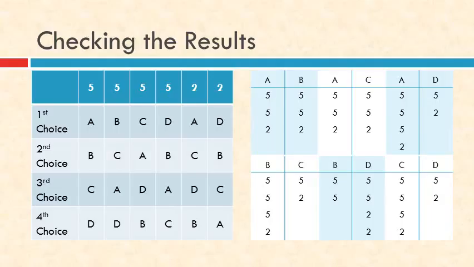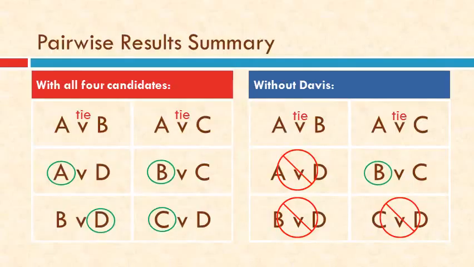Let's check the results. Here we have the completed voter preference schedule on the left. On the right, we have the resulting vote tallies for each pairwise matchup in this example. We see that in both A versus B and A versus C, the candidates are tied at 12 votes apiece. A defeats D, B defeats C, and C defeats D by a count of 17-7 in each case. Finally, by a score of 14-10, D defeats B.